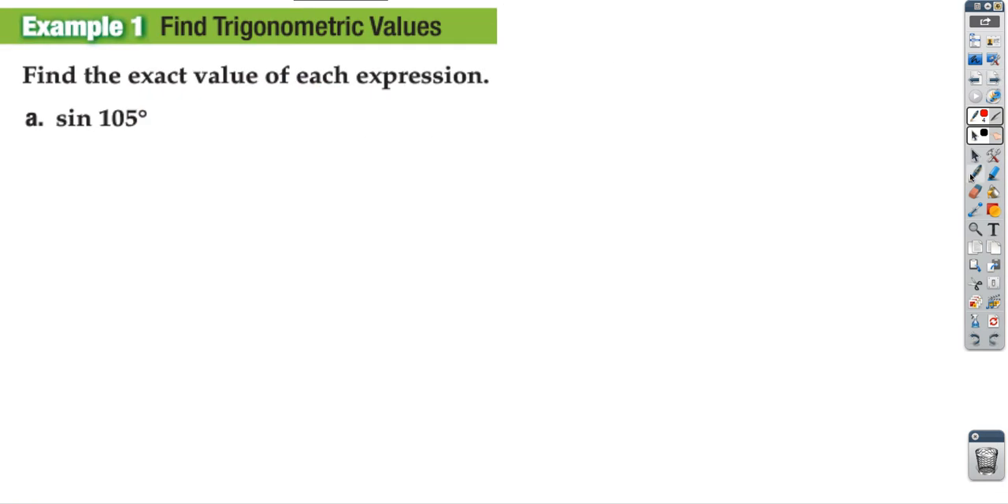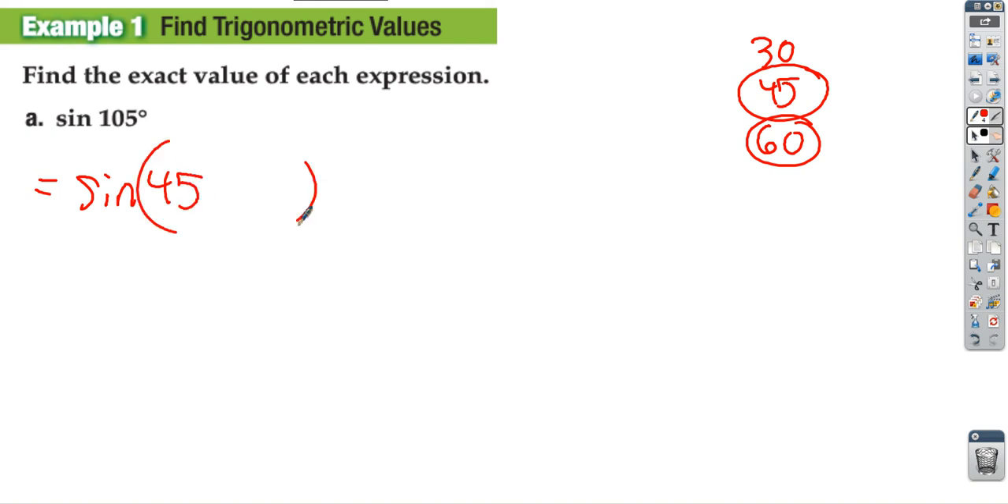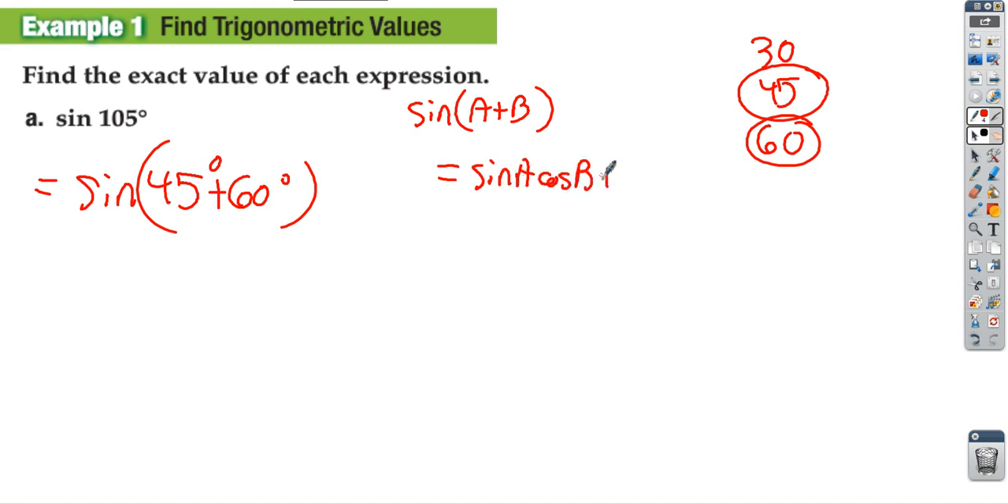So sine of 105. First thing is we need to express 105 as somehow the sum or the difference of some of those. If you look at 105, it ends in 5, so it's probably going to involve 45, and it turns out to be 45 plus 60. So this is the same thing as the sine of 45 plus 60. Okay, what's the identity for sine addition? Sine of A plus B equals sine A cosine B plus sine B cosine A.